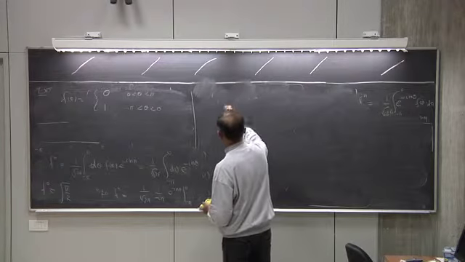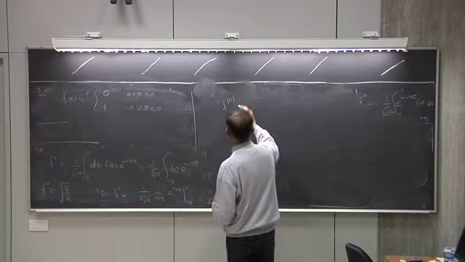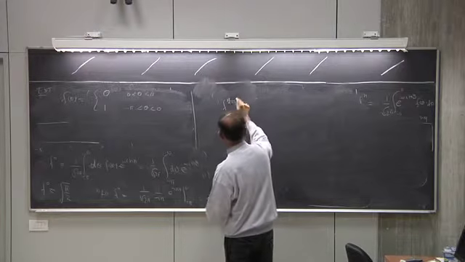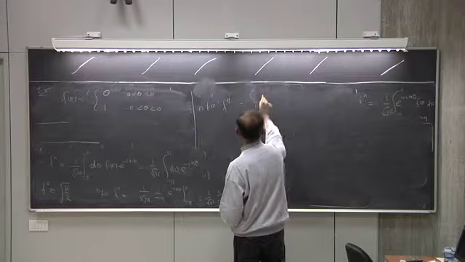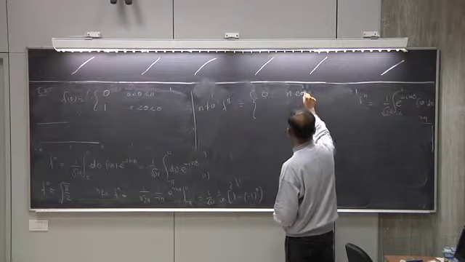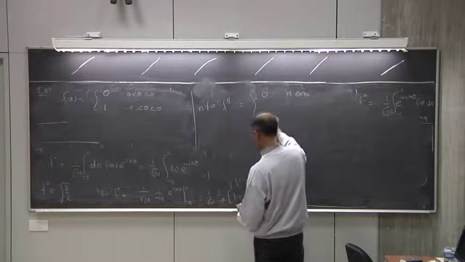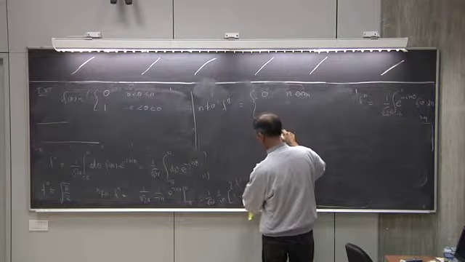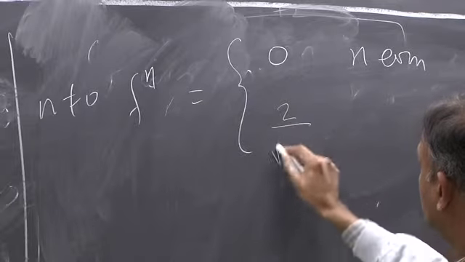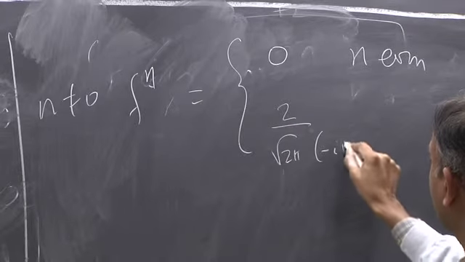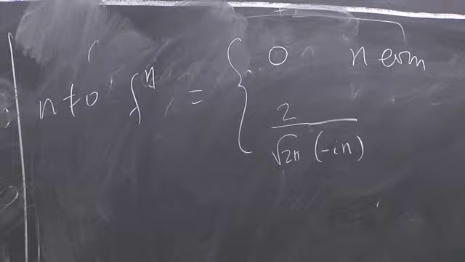So Fn, for n not equal to 0, is equal to 0 for n even, and for n odd it gives you a factor of 2. So it is 2 over root 2 pi times minus i n, for n odd.